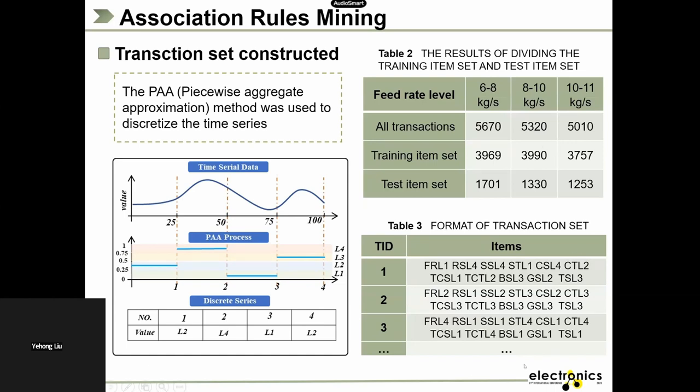Within Table 3, we present a glimpse of the transformed transaction set. Each transaction comprises many items, and each item comprises two components: the name and its associated level. Taking the first entry as an illustration, when the feedrate is at level 1, the stock angular speed corresponds to level 4, the torque level is at level 2, and the conveyor speed is at level 4 with the corresponding torque level of 2. This sequence continues in a similar fashion for subsequent transactions.